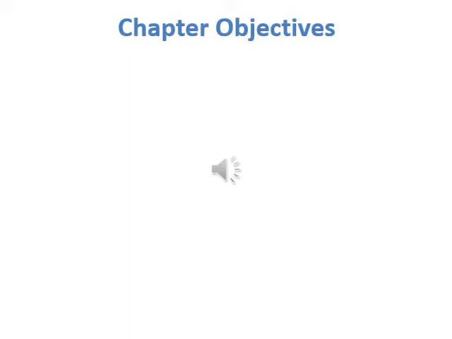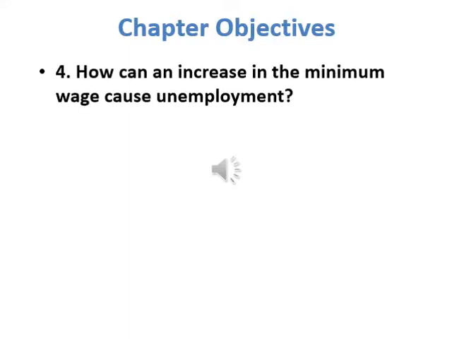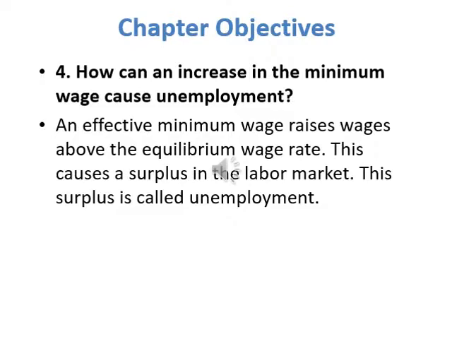Chapter Objectives. 4. How can an increase in the minimum wage cause unemployment? Answer. An effective minimum wage raises wages above the equilibrium wage rate. This causes a surplus in the labor market. This surplus is called unemployment.